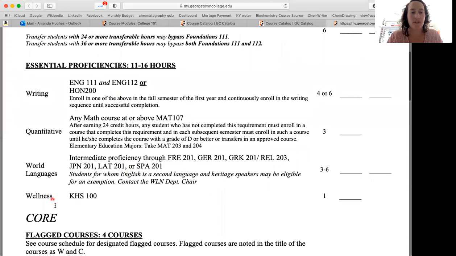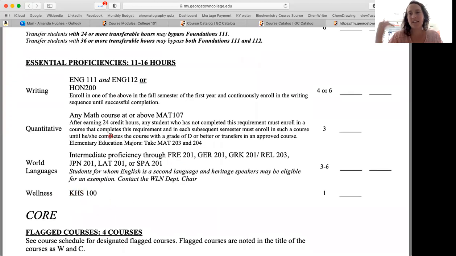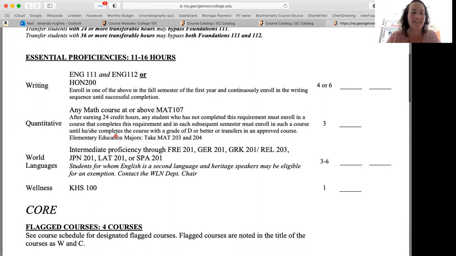Okay. You also will need to take the KHS Wellness course. It's a 1-hour course. I believe it meets once a week, KHS 100, before you graduate, right? These are all things you have to do before you graduate to get the degree. You don't take all this in one semester. So piece it out over 4 years.